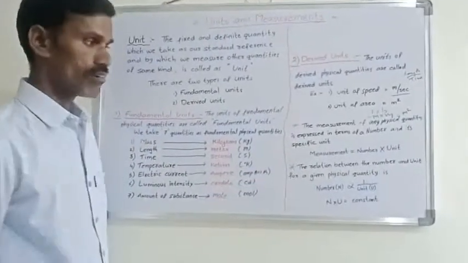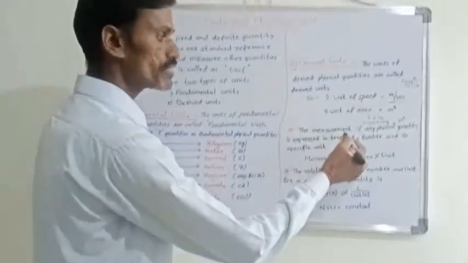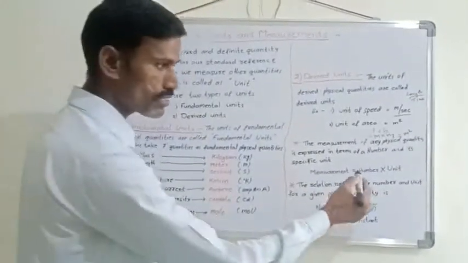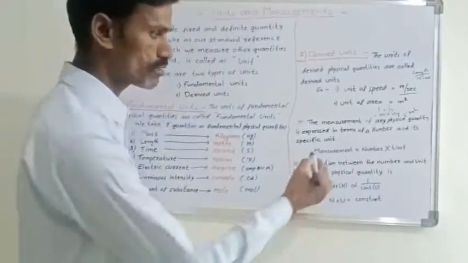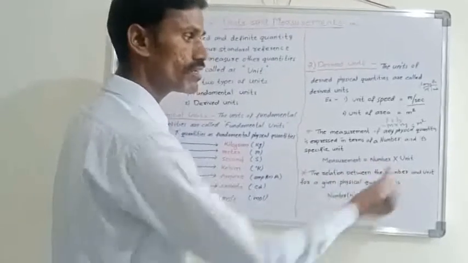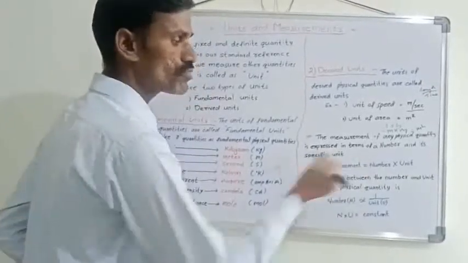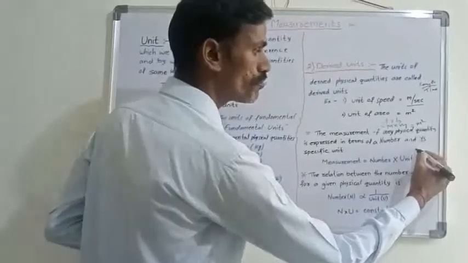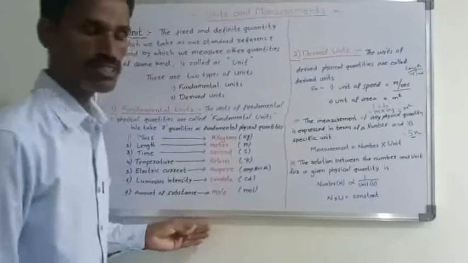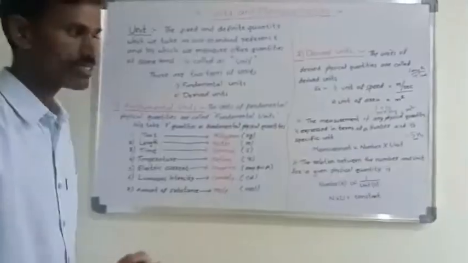Now some other information about units. The measurement of any physical quantity is expressed in terms of a number and its unit. Suppose the height of a building is the measurement of a physical quantity. It is expressed as 5 meter. Here 5 is the number and meter is the unit. So any measurement of a physical quantity is expressed in terms of a number and its unit.